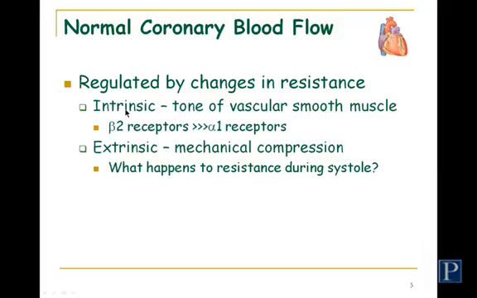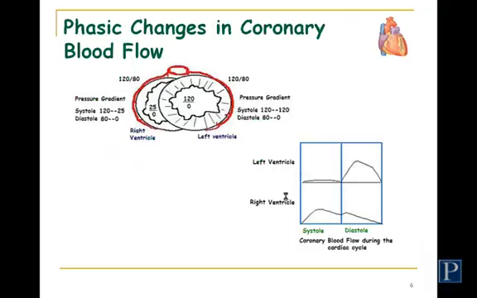We're going to look at this a little bit more in a moment. Now, extrinsic effects, or extrinsic resistance, has to do with mechanical compression. If you have blood vessels that go down deep into the muscle of the heart, what will happen to the resistance of those vessels when the heart contracts? Are you going to externally compress those vessels and affect flow? If you look at the picture in your notes, we're looking at coronary blood flow during the cardiac cycle.